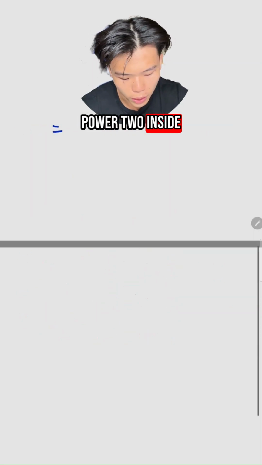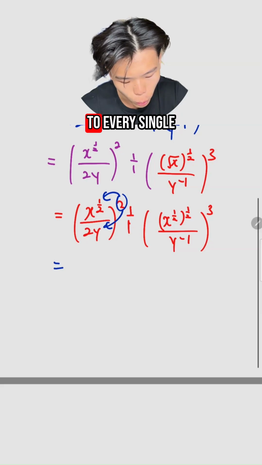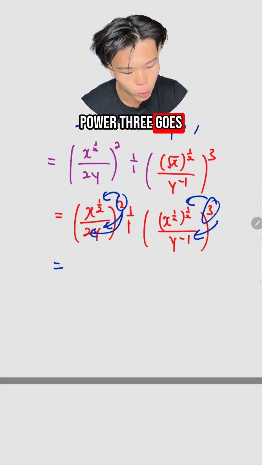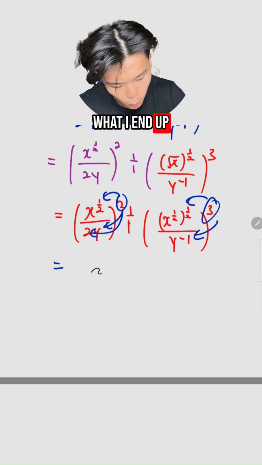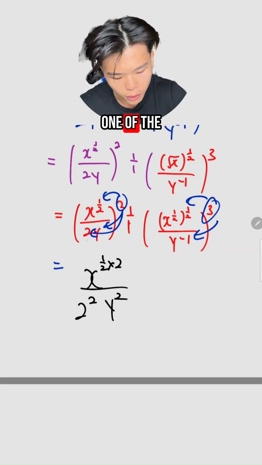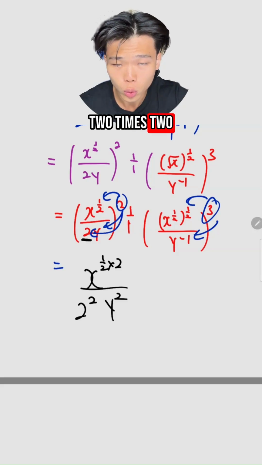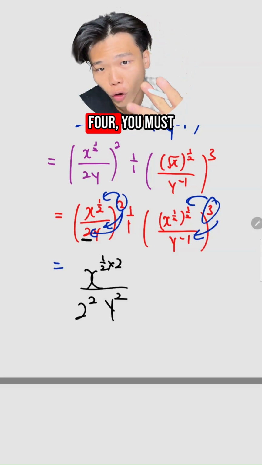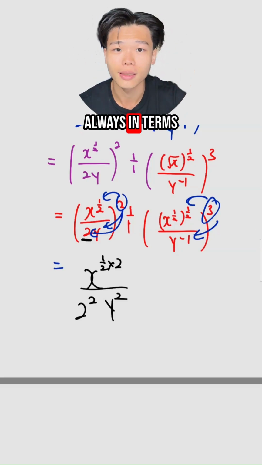So putting the power 2 inside and the power 3 inside, the power 2 goes to every single term inside, the power 3 goes to every single term inside. And what I end up with is x to the power of half times 2 over 2 squared y squared. One of the mistakes that I see is that people always take 2 times 2 instead of 2 to the power of 2. Even though both gives you 4, you must always make sure indices is always in terms of powers.